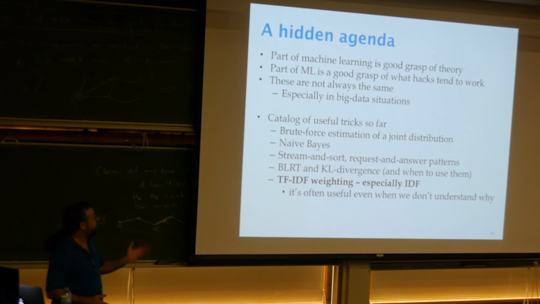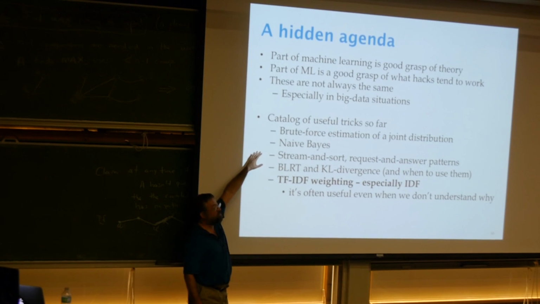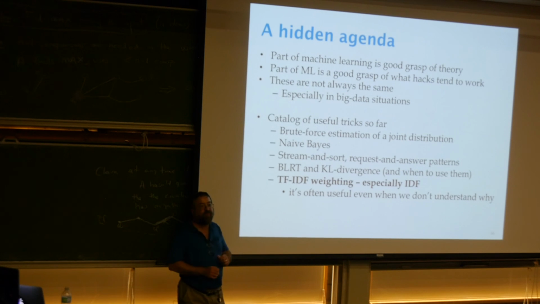So here are some useful tricks. I talked about doing a brute force estimation of the joint distribution. If you've got a lot of data, particularly if you only have to make predictions some of the time, that's an incredibly useful technique. So if you're looking at a new problem, the first question to ask is, well, what if I just counted? What if I just count and divide? How far does that take me? So naive Bayes is very useful.